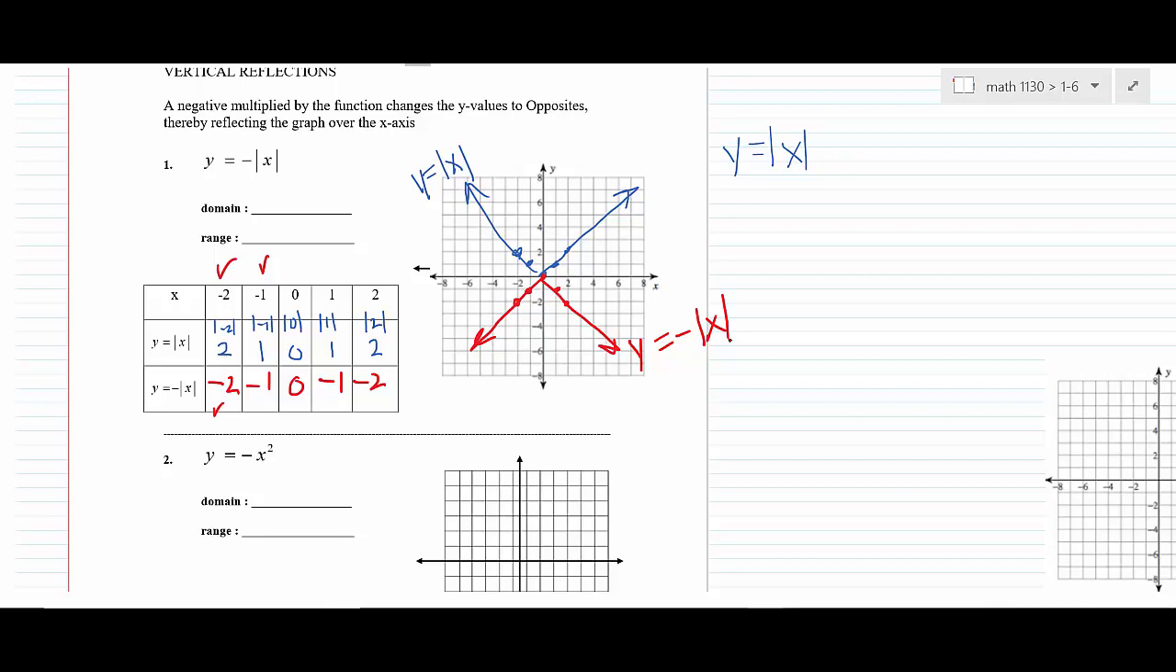On our test, when we're making a graph, do you want us to write the equation for every graph that we do?